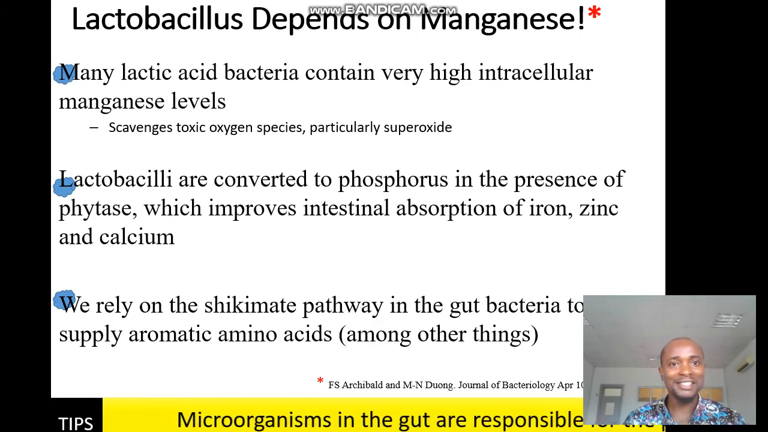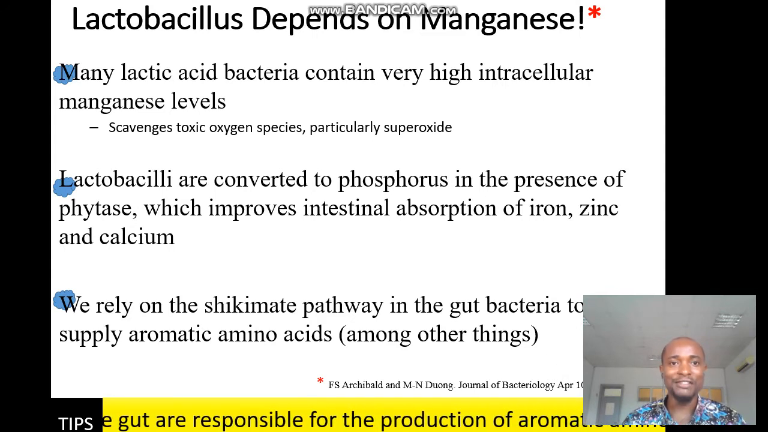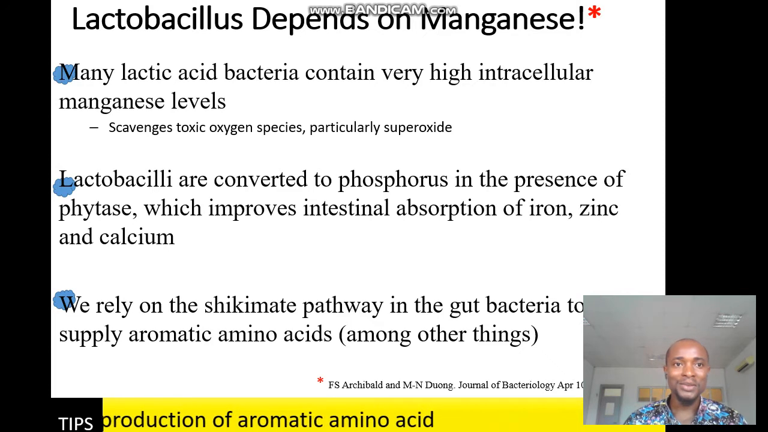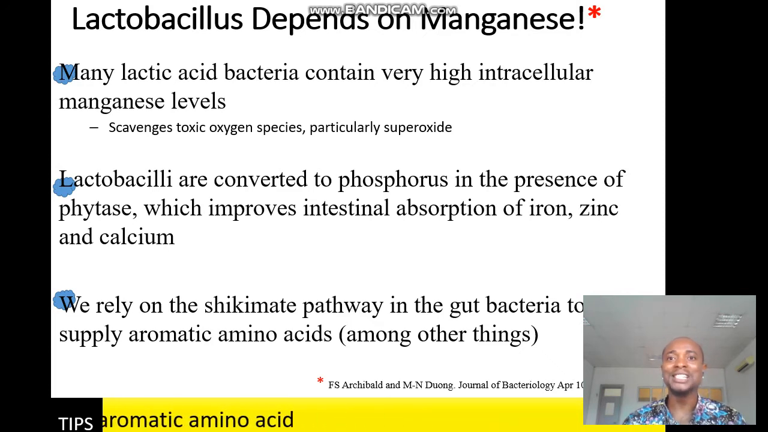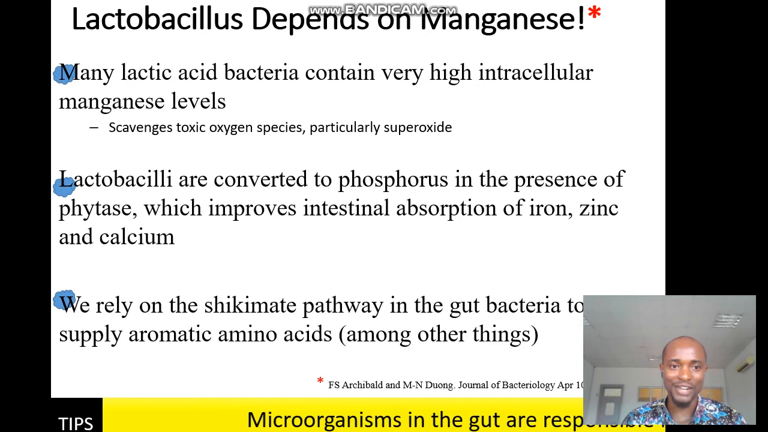Yes, manganese is a mineral that is used abundantly in scavenging reactive oxygen species, particularly superoxide. The lactic acid bacteria contain very high intracellular manganese. Again, the intestinal absorption of iron, zinc, and calcium is facilitated by lactobacilli, especially when phosphorus is released in the presence of phytates.